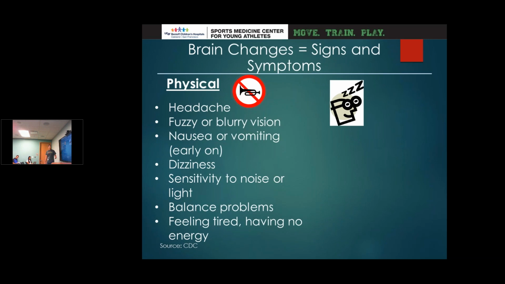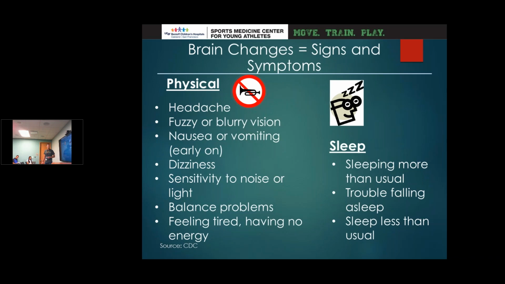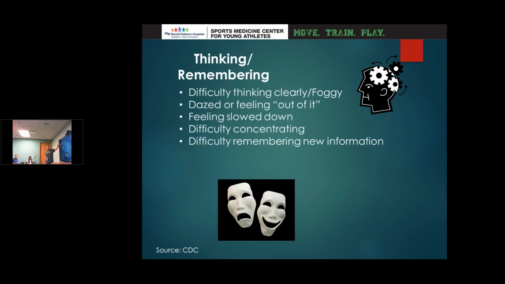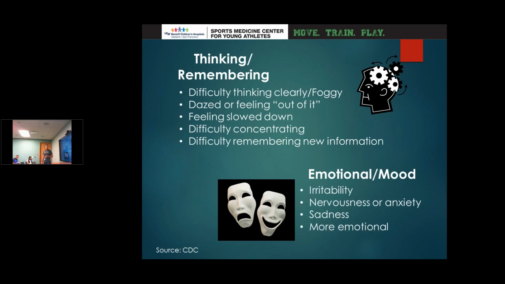Sensitivity to noise or light, balance problems, feeling tired, having no energy. We can also have sleep disruption: sleeping more than usual, trouble falling asleep, sleeping less than usual. There's cognitive problems like difficulty thinking clearly, foggy, feeling dazed or out of it, slowed down, problems concentrating or remembering new information. And it can also cause emotional or mood symptoms like irritability, nervousness, or anxiety, sadness, more emotional.